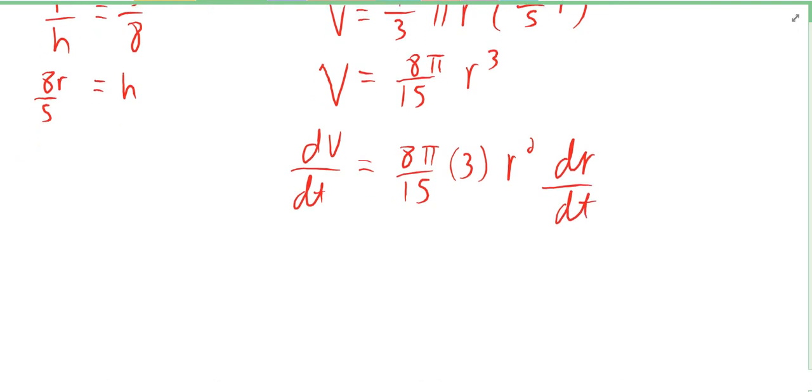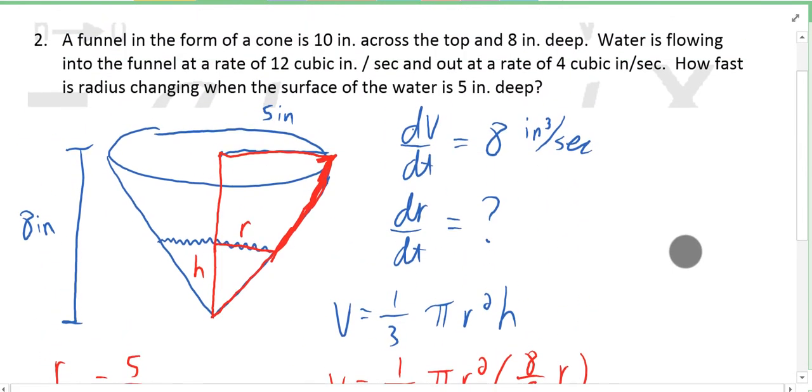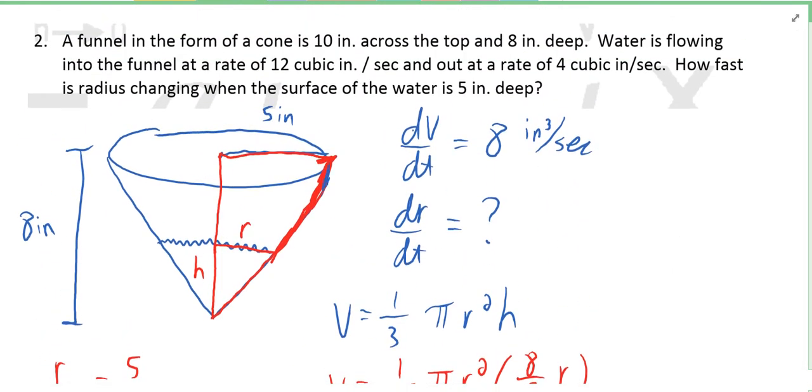We want dr/dt. dV/dt happens to be 8. This is going to be, the 3 is going to cancel with the 15, so that's 8 pi over 5. I'm not really sure what r is yet, and I'm looking for dr/dt. Okay? So to find out what r is, we're going to go back up to the problem and see what they're saying to me. In the problem, they tell me that the surface of the water at the point in time we care about is 5 inches deep.